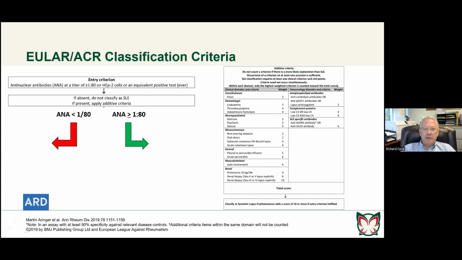And here are the latest classification criteria. These are the EULAR-ACR criteria. I'm not going to go through all of these items, but in order to be classifiable as lupus, one at least has to have an ANA that's positive. And then you can see on the right-hand side, one needs to accumulate points, 10 points, to be classified as lupus. So that's hurdle number one for a clinical trial.